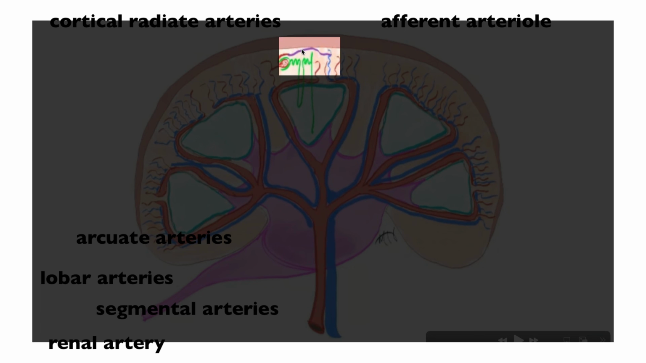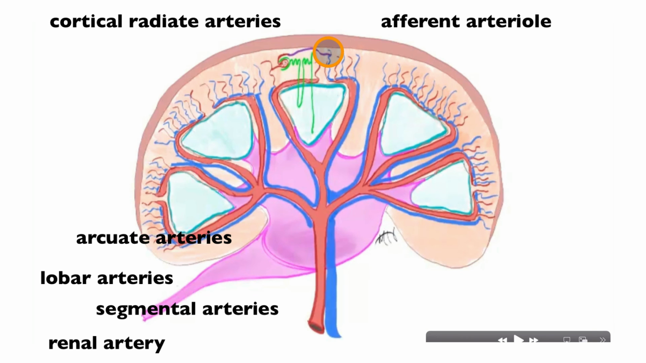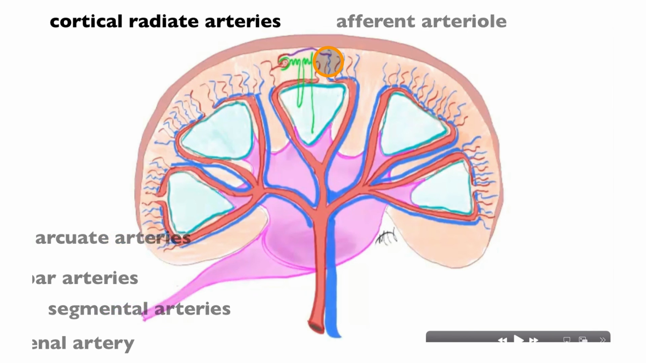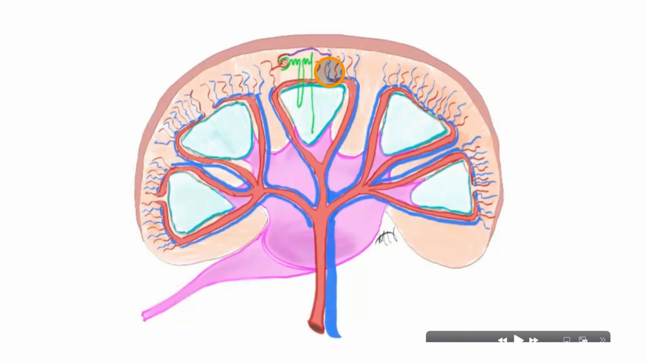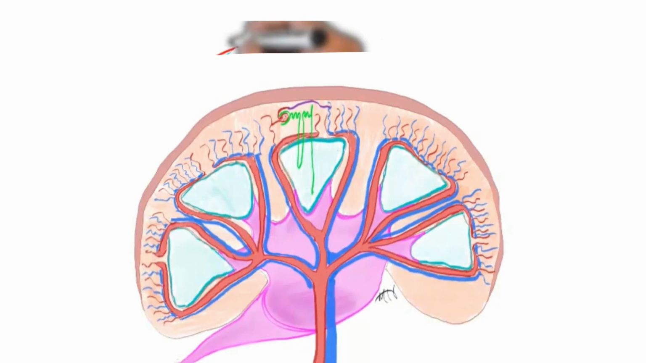The peritubular capillary is then going to return blood to the cortical radiate vein. So now we're looking at the blue. Cortical radiate vein, giving rise to an arcuate vein, interlobar vein, segmental veins, and then the renal vein, which brings blood to the inferior vena cava en route back to the heart.